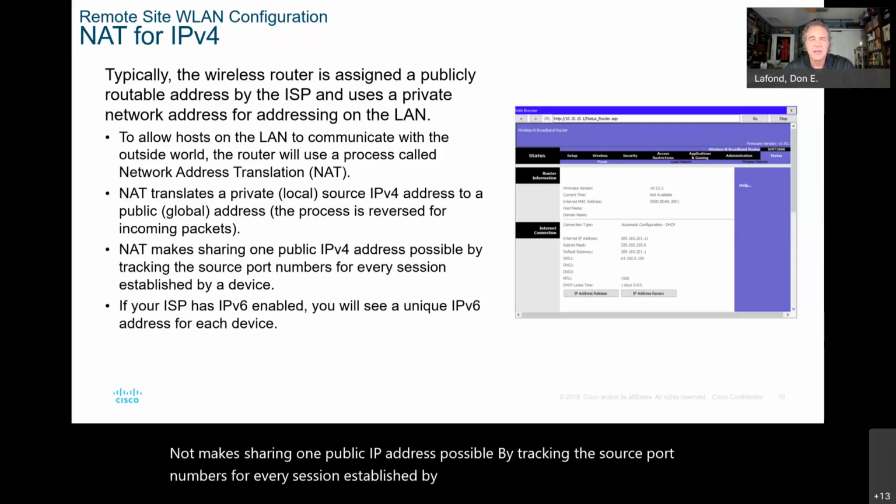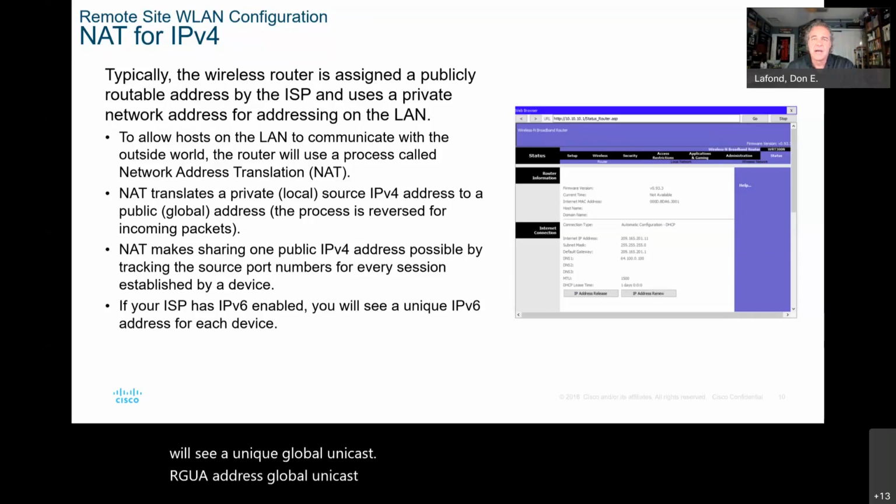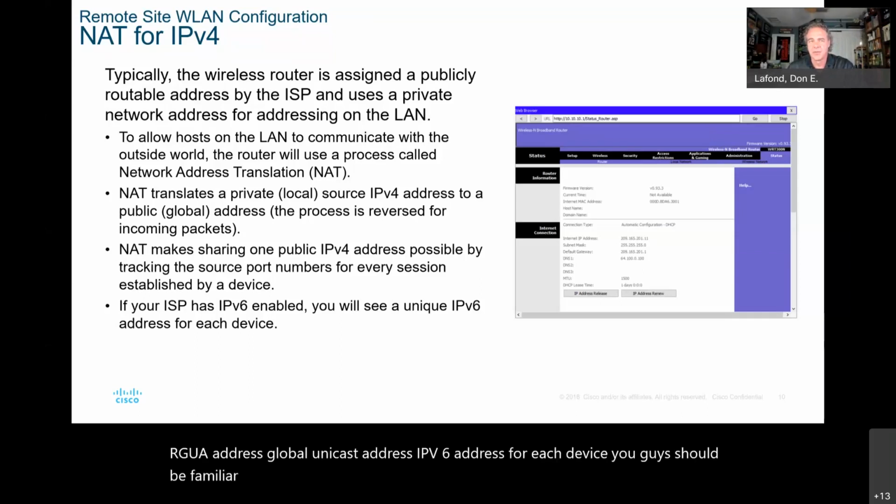NAT makes sharing one public IP address possible by tracking the source port numbers for every session established by a device. If your ISP has IPv6 enabled, you will see a unique global unicast address, GUA, an IPv6 address for each device. You guys should be familiar with NAT. We've worked with NAT already.